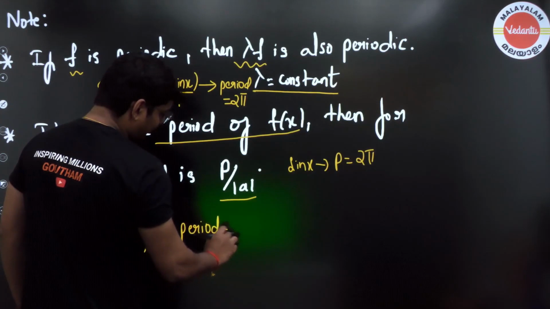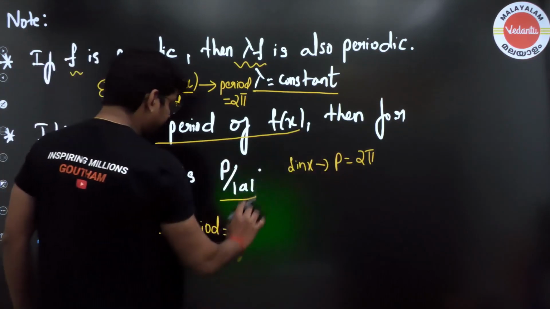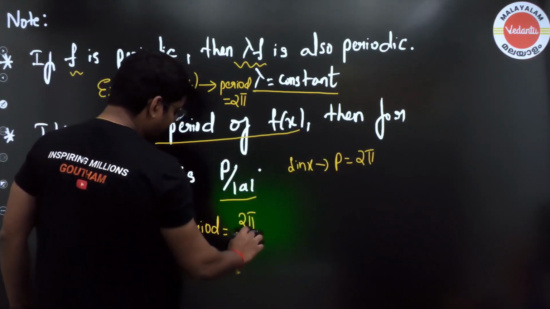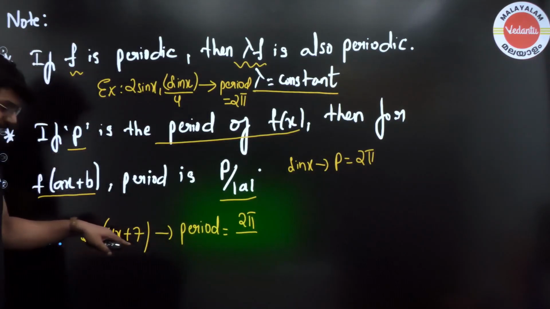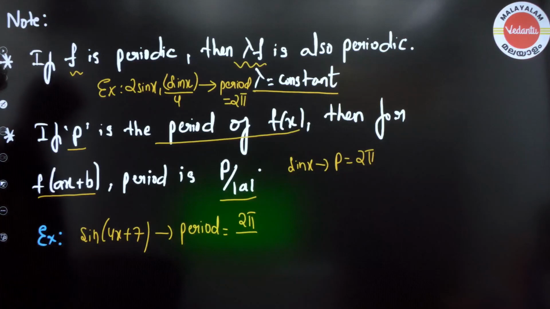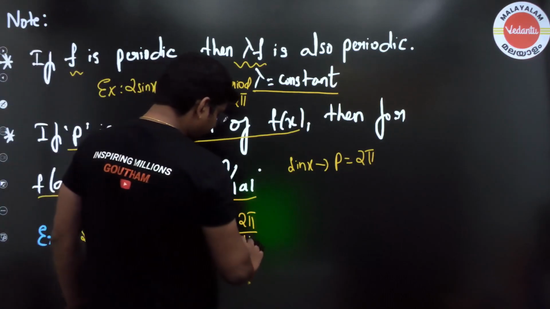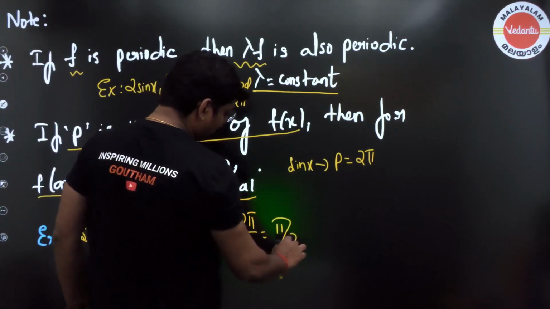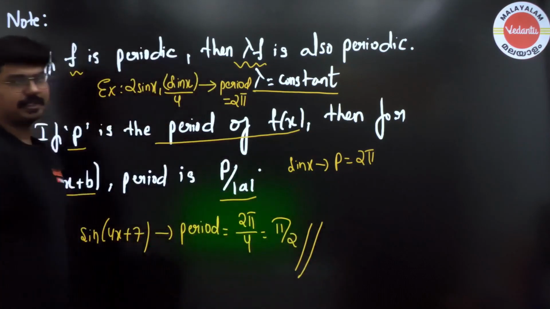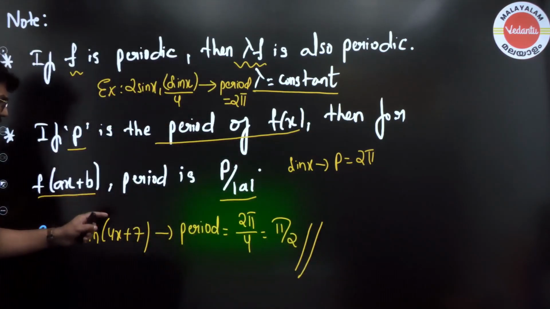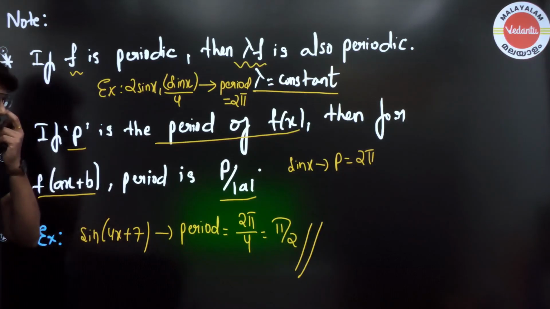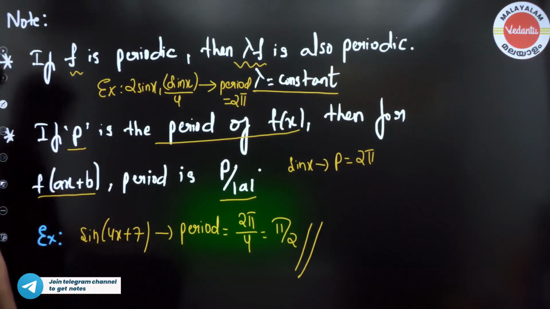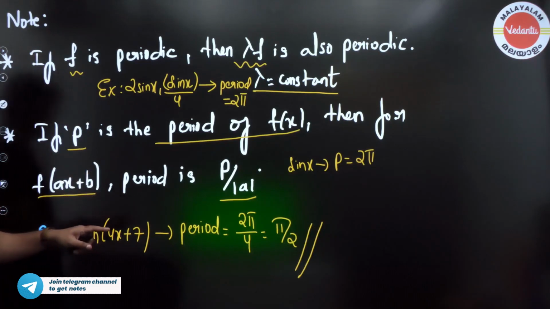All you have to do is take the period of sin x, which is 2 pi, and divide it by the coefficient of x in this particular angle. You see the coefficient of x is 4. So divide 2 pi by 4, and you end up getting pi by 2, and that is going to be your answer. So whenever you have this type of function, sine of ax plus b, or cos of ax plus b, or tan of ax plus b, use this logic. Okay. So I hope this is clear for everyone out there.